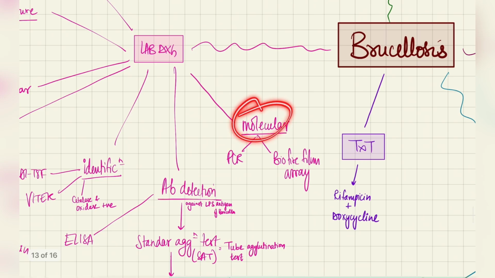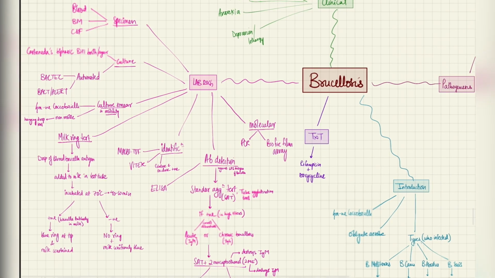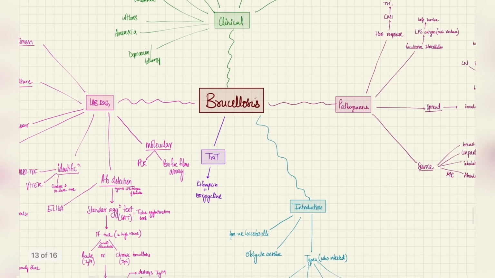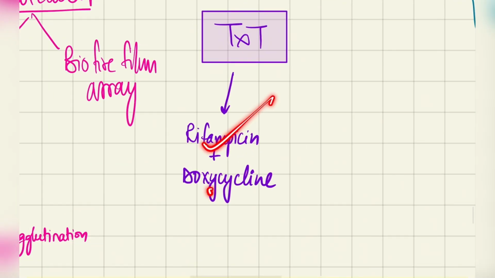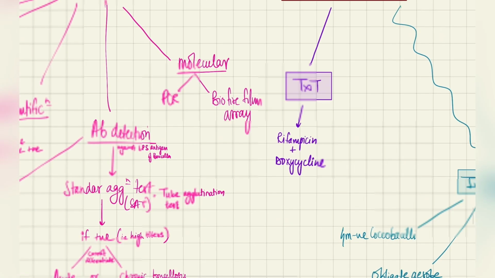Molecular methods are PCR and BioFire FilmArray. That's it. So this is the lab diagnosis. And the treatment will be rifampicin and doxycycline, 6 weeks of treatment. But the names are enough to remember: rifampicin and doxycycline.